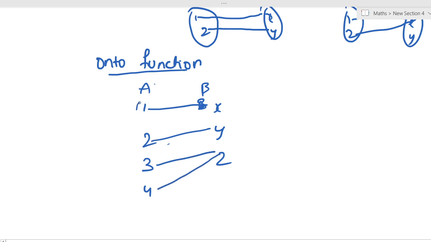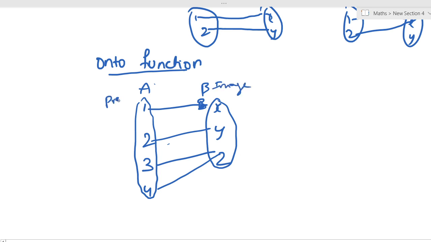An onto function: a function is said to be an onto function when each and every element of B has a pre-image in A. This is image and this is pre-image. Each element of B must have a pre-image in A. Only then it is an onto function. So each and every element must be mapped to some element in A.